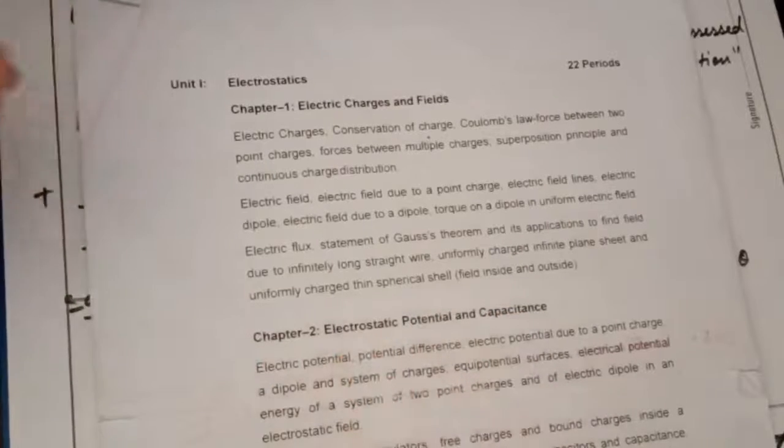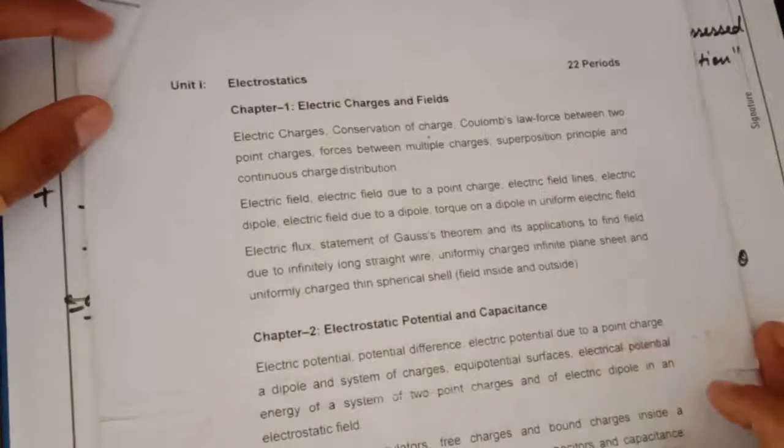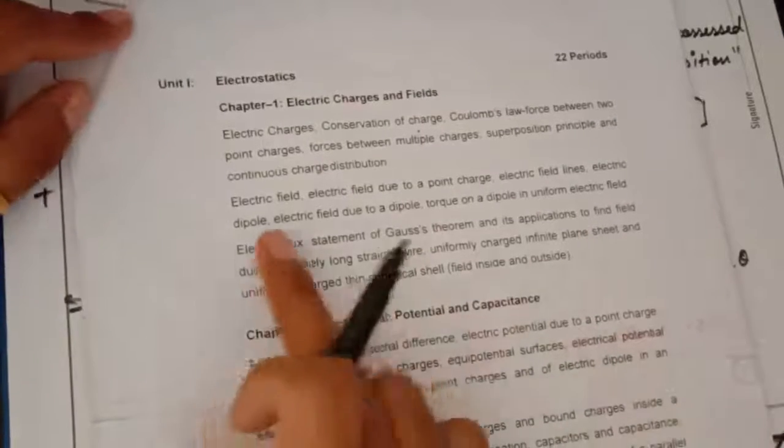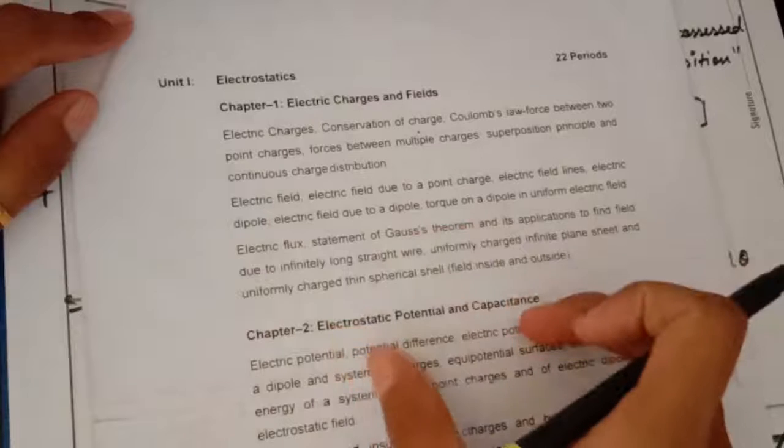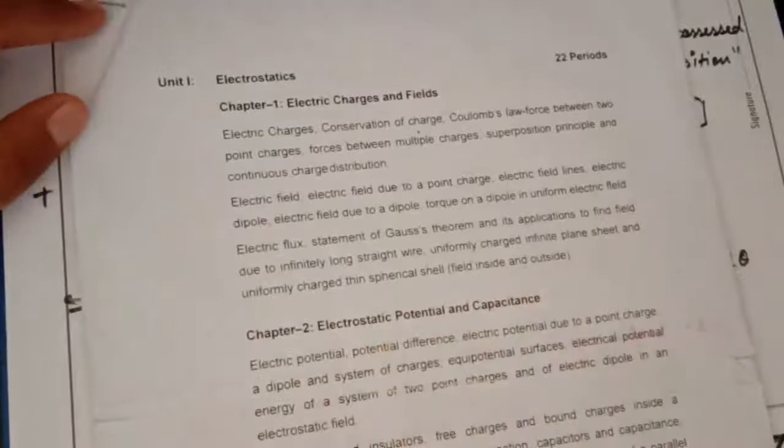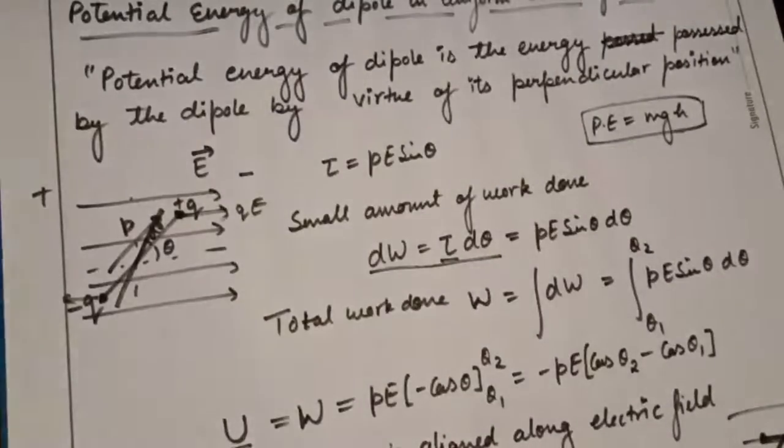Before that, I want to introduce you to a new term that is called the potential energy of a dipole. As you know, what is a dipole? A dipole is a system of two charges which are placed at a small distance from each other. So everything is already written here.